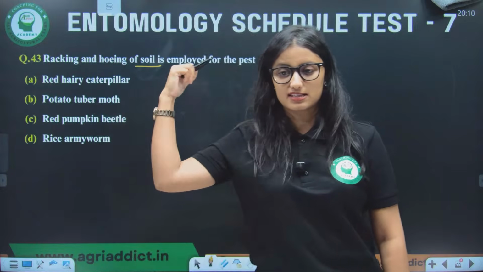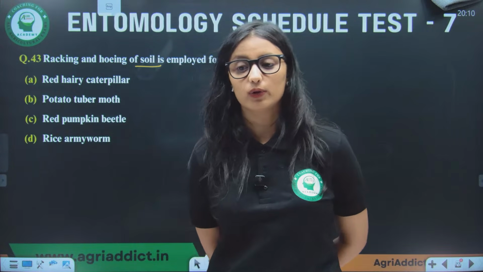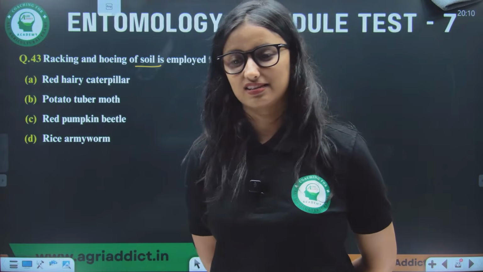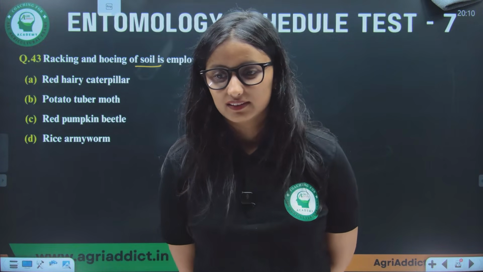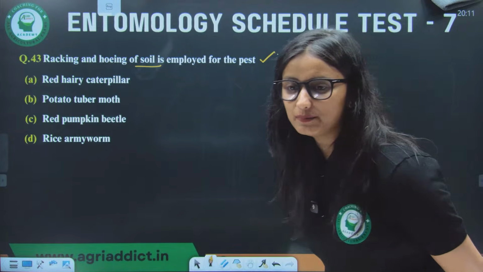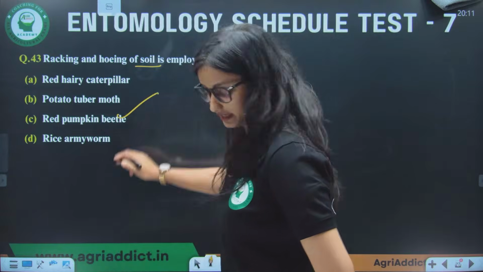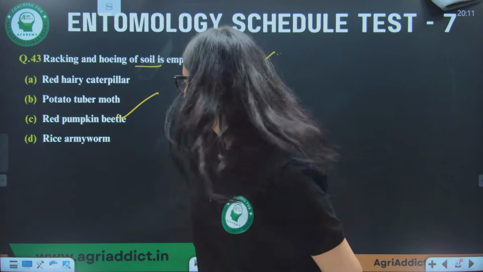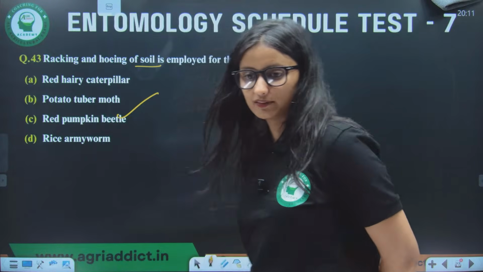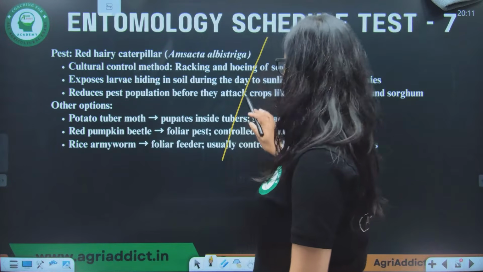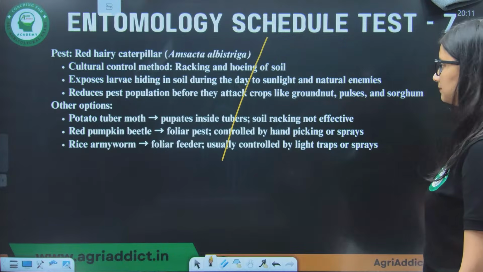Everyone will answer this question. Raking and hoeing is used for which pest? Only you will answer this. Red pumpkin beetle. Very good. Red pumpkin beetle is the correct answer. Very good. This is also not written properly.